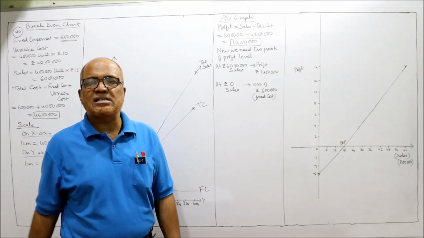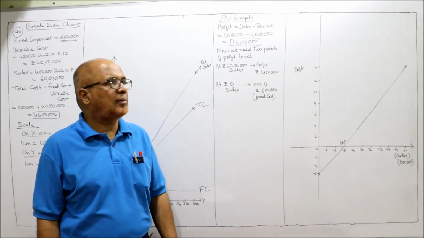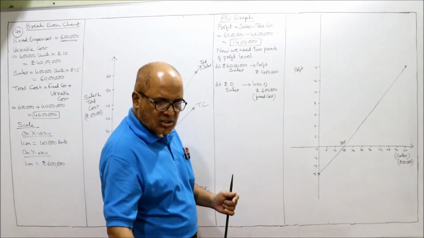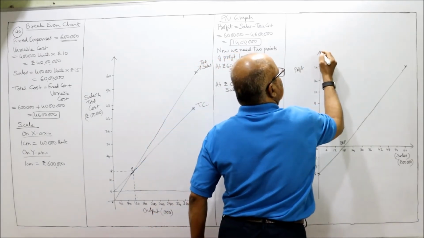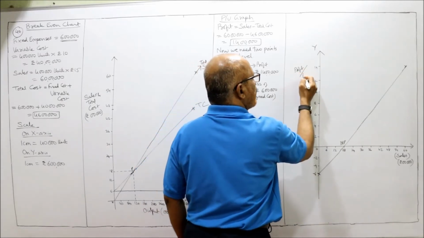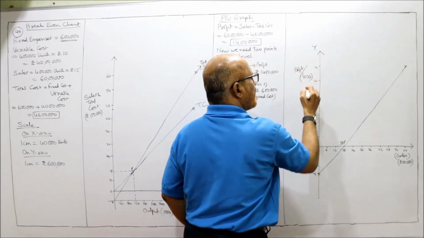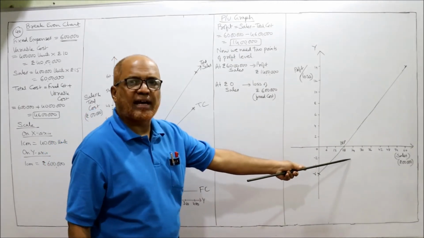On the x-axis we should take the sales. On the y-axis we should take the profit. This is the y-axis, profit. Profit or loss we will take on the y-axis, and sales we will take on the x-axis.